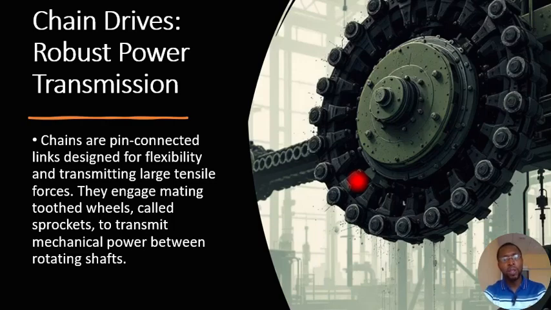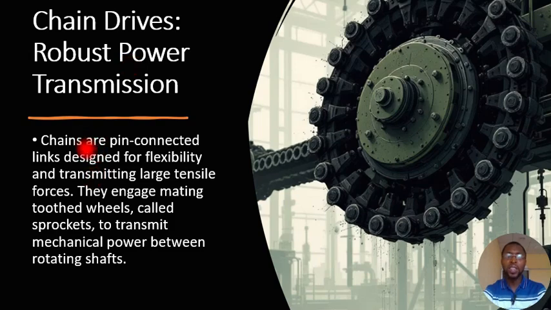All right. Now, can we now talk about the chain drive? Having known what the belt drive is, now, the chain drive is far better than the belt drive. It's a robust power transmission. The chain drive transmits more power than the belt drive. So how does it achieve this?